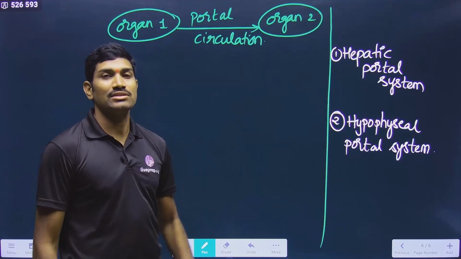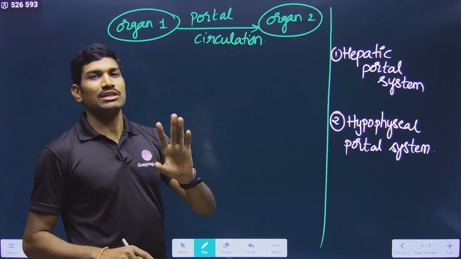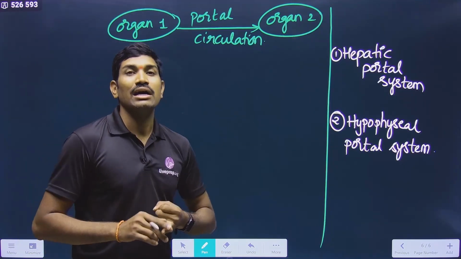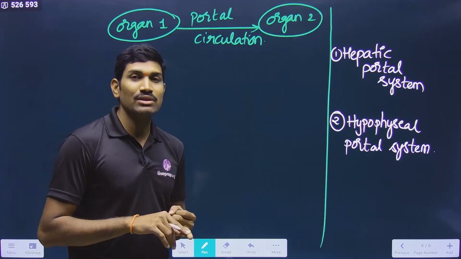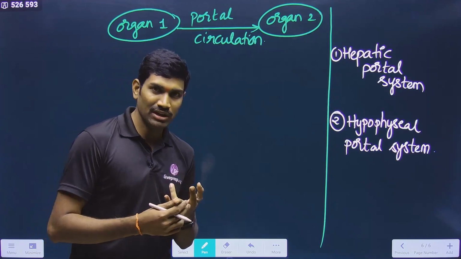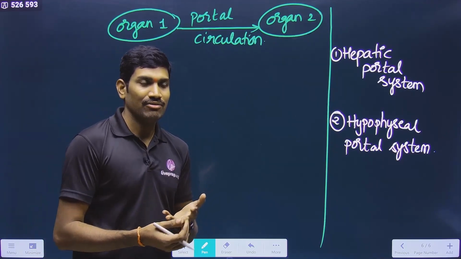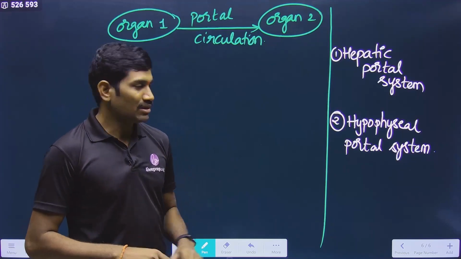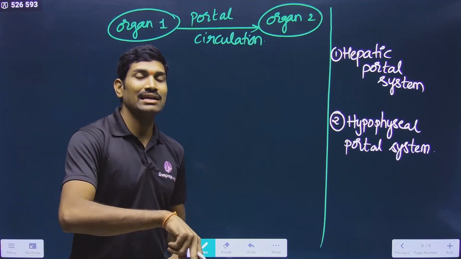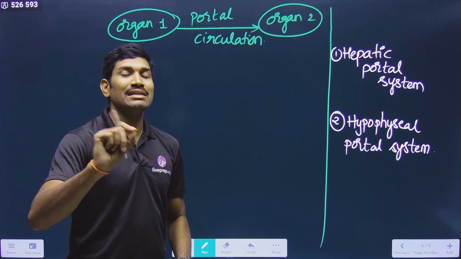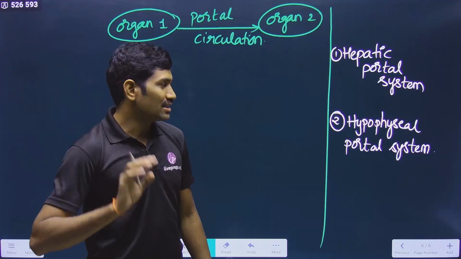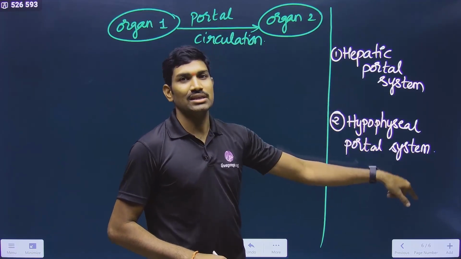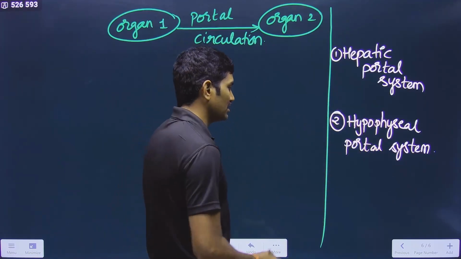But where have they given this? In the last chapter, Chemical Coordination and Integration, we will study about the hypothalamus and its hormones, after that the pituitary gland. Just beside the pituitary gland, they have given a diagram. I will show you the diagram also. In the diagram, they have mentioned a label: portal circulation. What is that portal circulation? Hypophyseal portal circulation. So it is also part of NCERT.